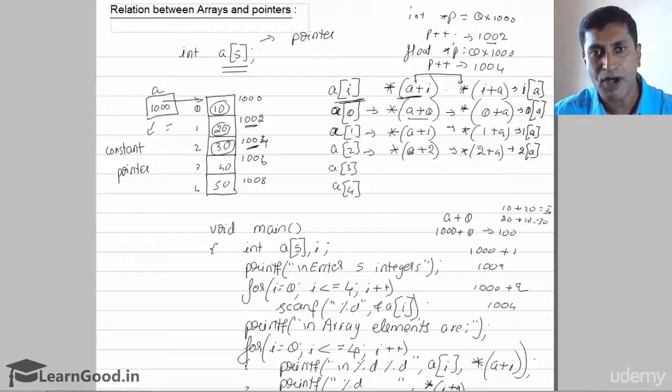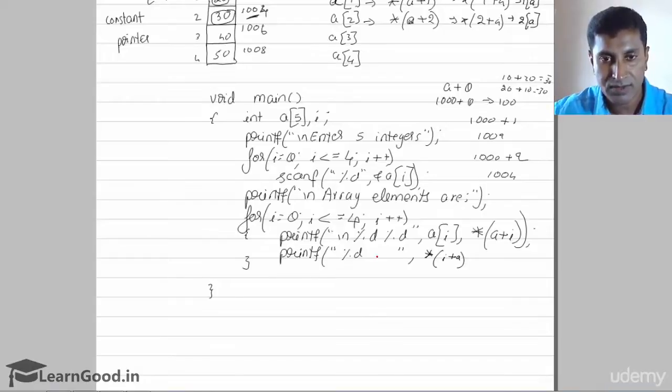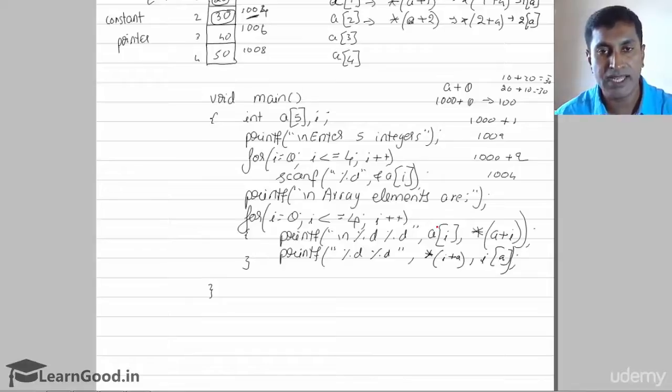These all things are possible just because there is no difference between pointers and arrays. Arrays are internally nothing but pointers. So that means you can also give one more %d and then give here I of a. So let's just enter this code in a code block and see what will be the output.